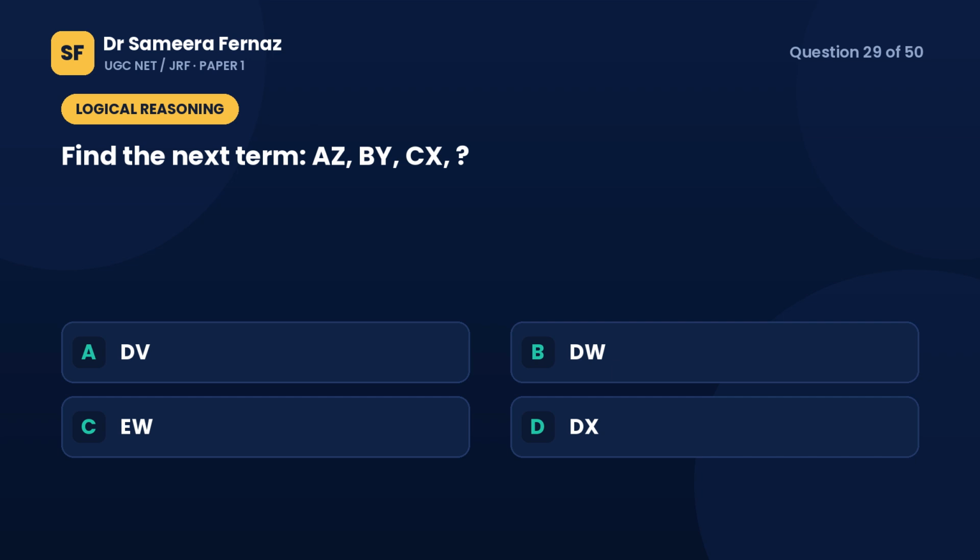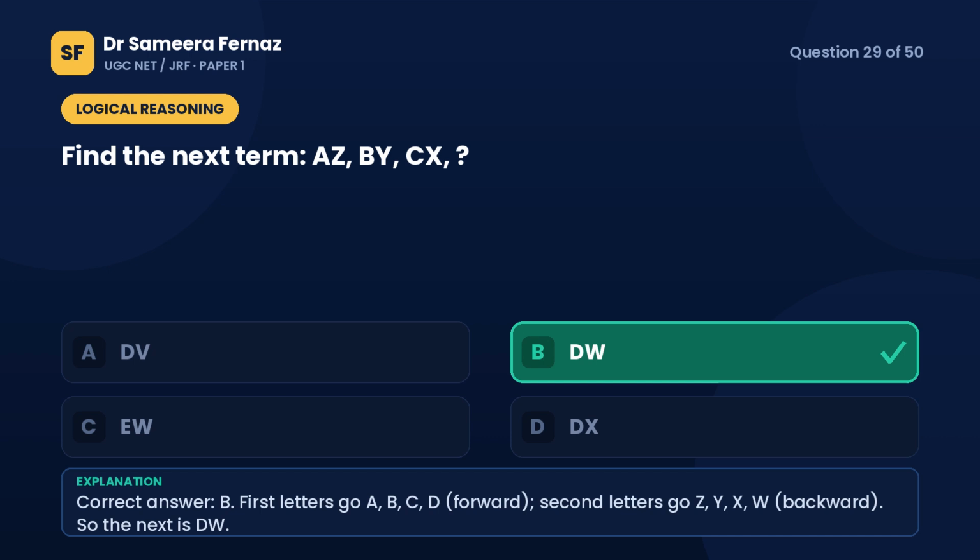Question number 28. Logical reasoning. If A is 1, B is 2 and so on, add up the letters in the word bad, B-A-D, bad. So the answer is 7. 2 plus 1 plus 4.